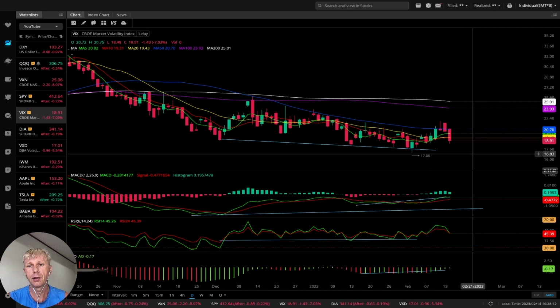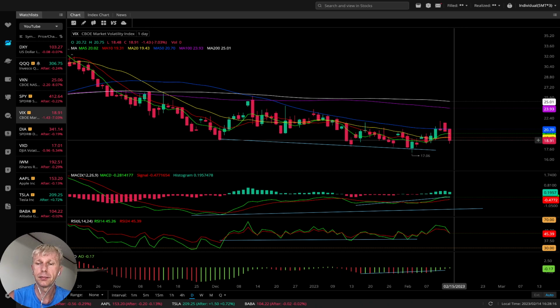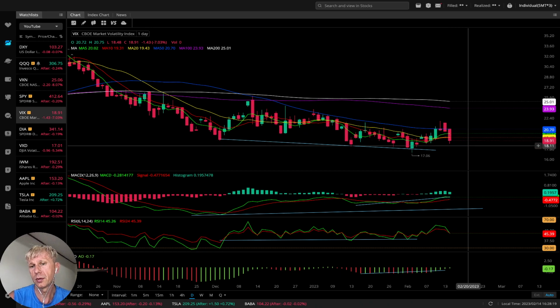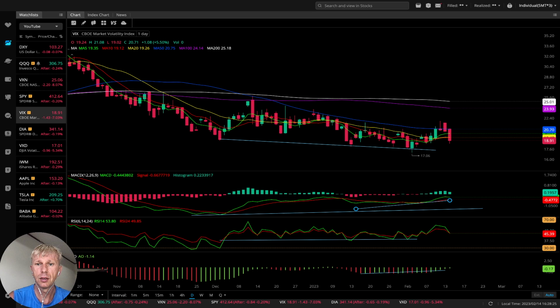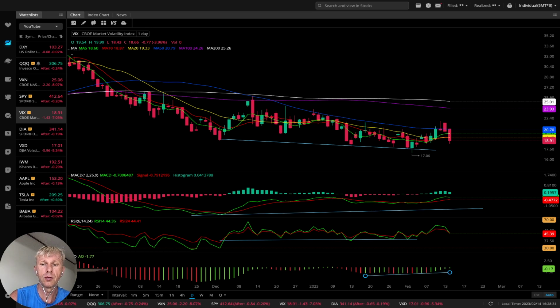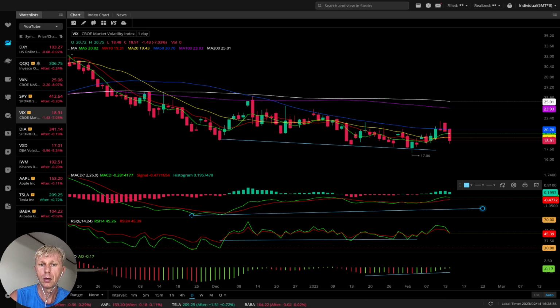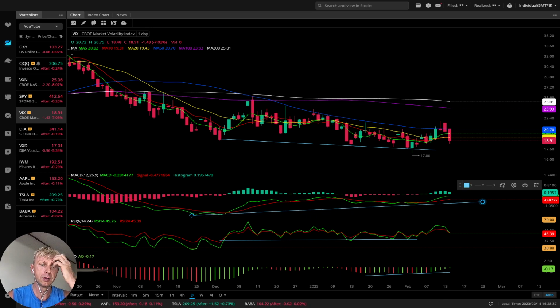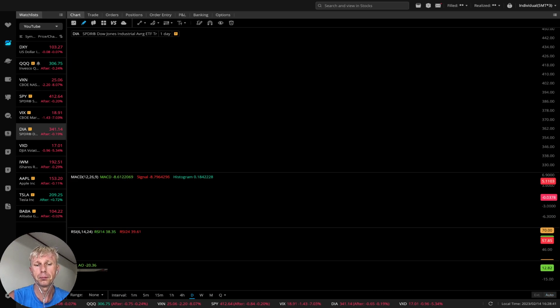I think it's a kind of weird fake negative bar. We'll see, because MACD didn't change at all. Still bullish, with divergences on all indicators for the volatility index, VIX. Let's move to Dow.